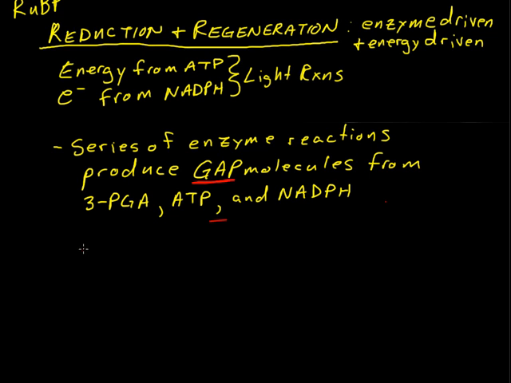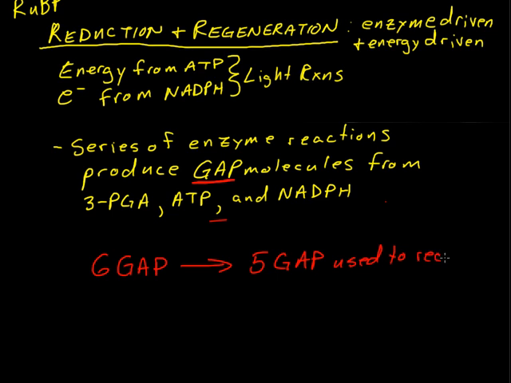The way this process proceeds, for every 3 CO2 molecules that Rubisco fixes, we get a total of 6 GAP molecules formed. Okay, and so out of these 6 GAP molecules, 5 GAP are used to recycle or remake, and this is the regeneration step, the RUBP stuff, so that Rubisco gets a steady supply of it.